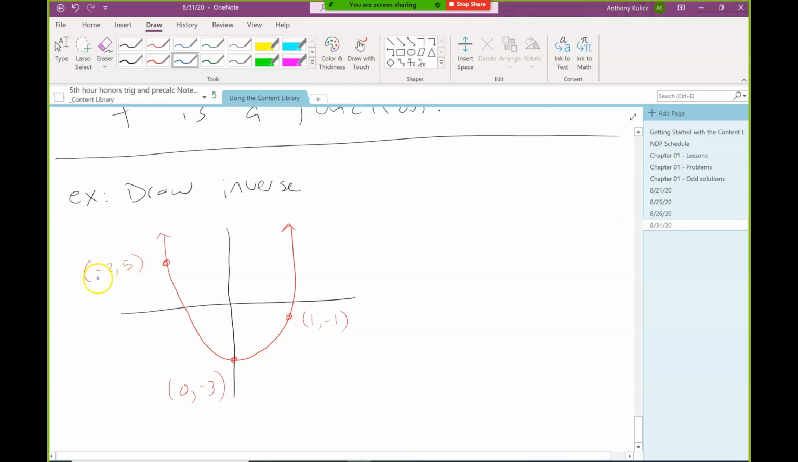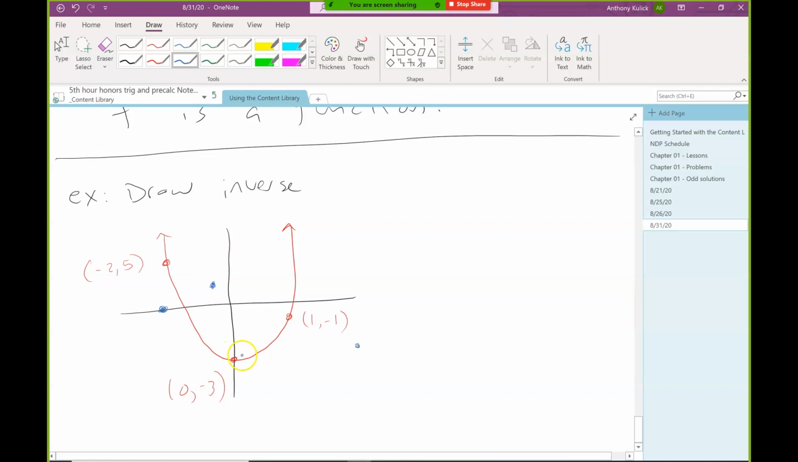So I have -2, 5. So when I switch those, I have 5, -2. And I have 0, -3, so when I switch those, I got -3, 0. And then I have 1, -1, so when I switch those, I have -1, 1. Everybody okay there?